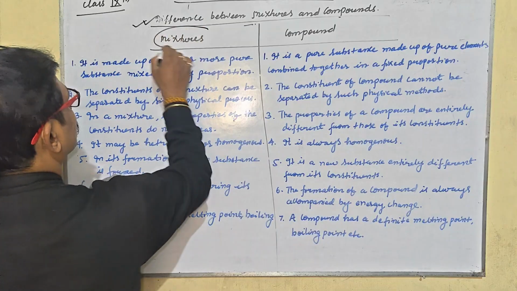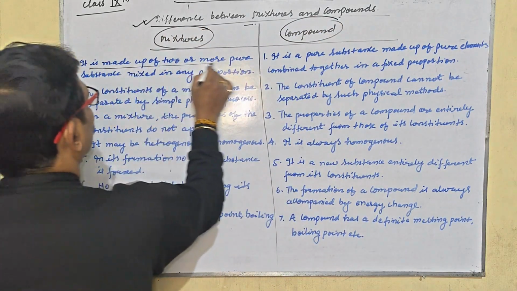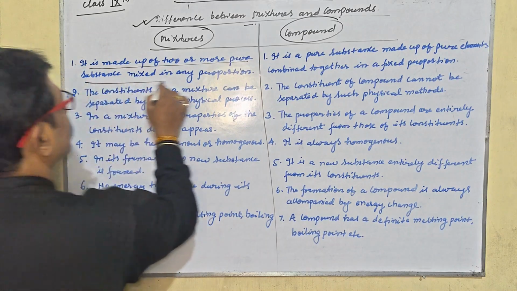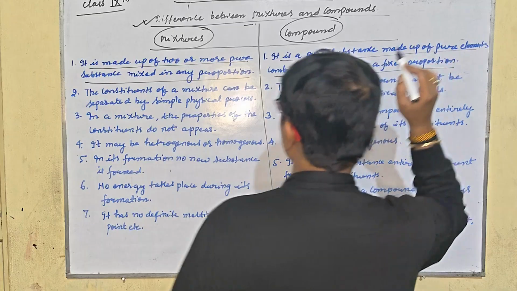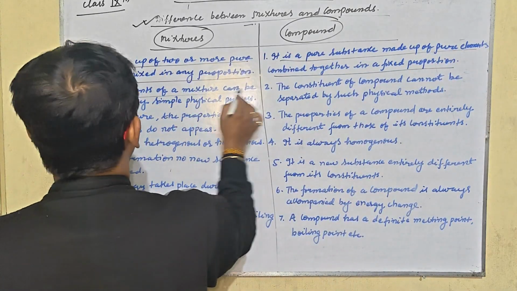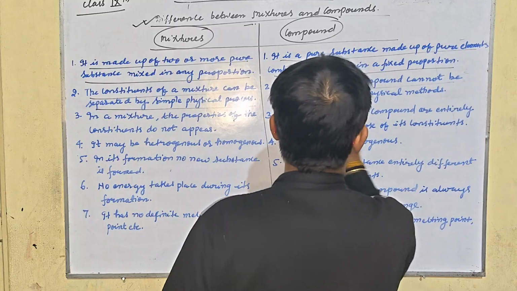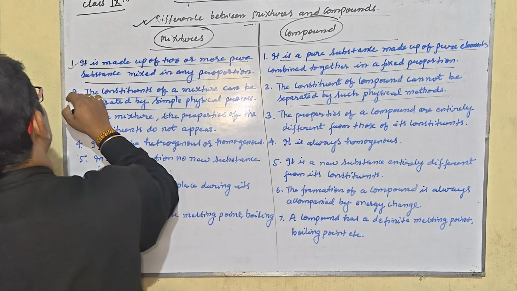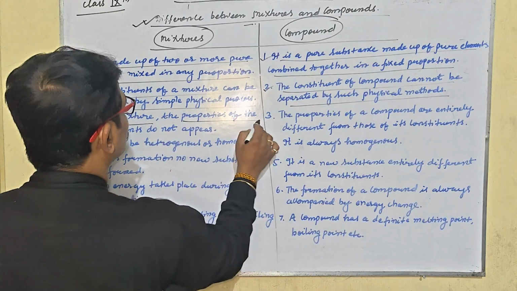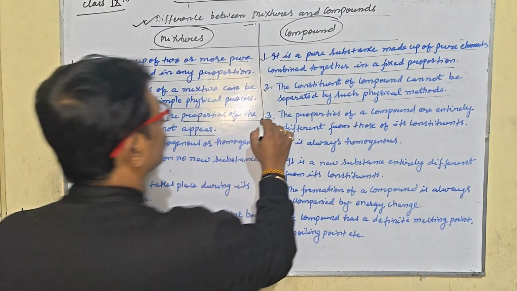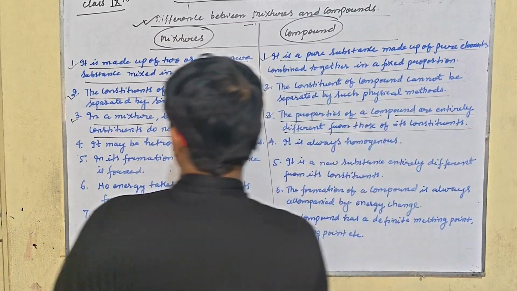These are the mixtures and these are the compounds. The first point of difference: a mixture is made up of two or more pure substances mixed in any proportion. A compound is a pure substance made up of pure elements combined together in a fixed proportion. The constituents of a mixture can be separated by simple physical process. The constituents of a compound cannot be separated by such physical methods. So these are the points of difference. Third, in a mixture, the properties of the constituents do not disappear. The properties of a compound are entirely different from those of its constituents.